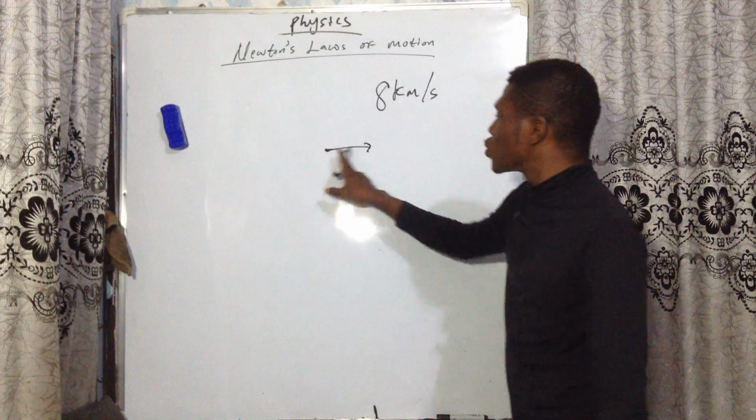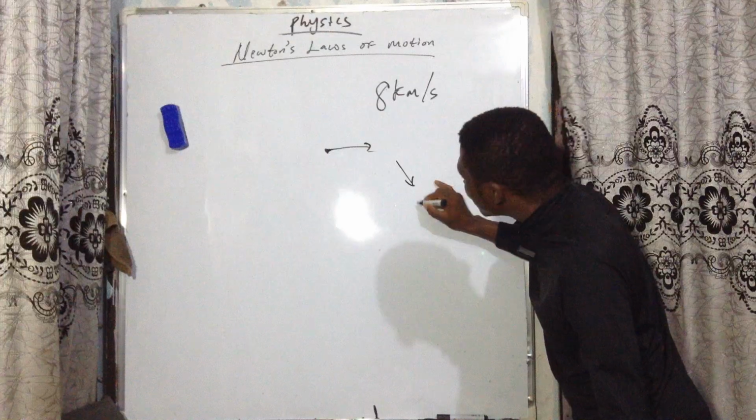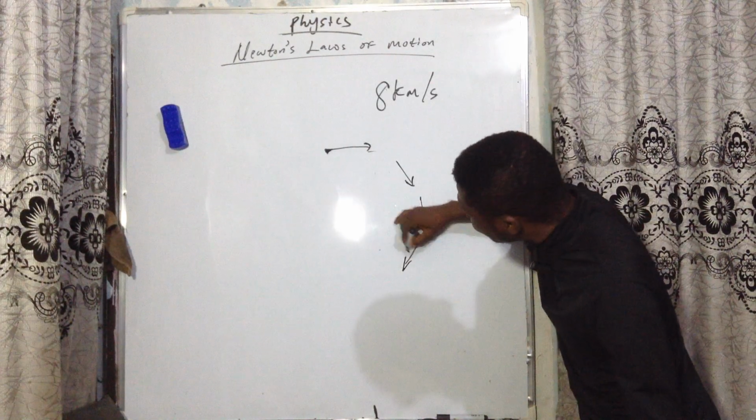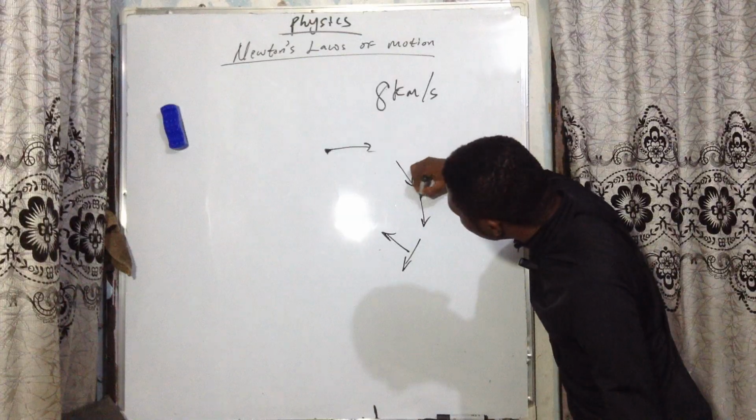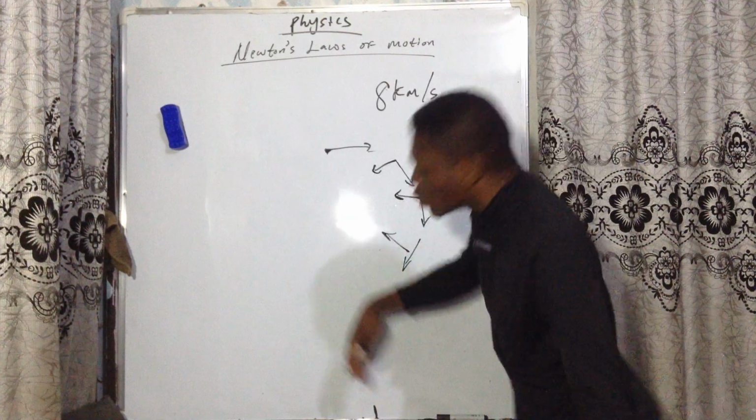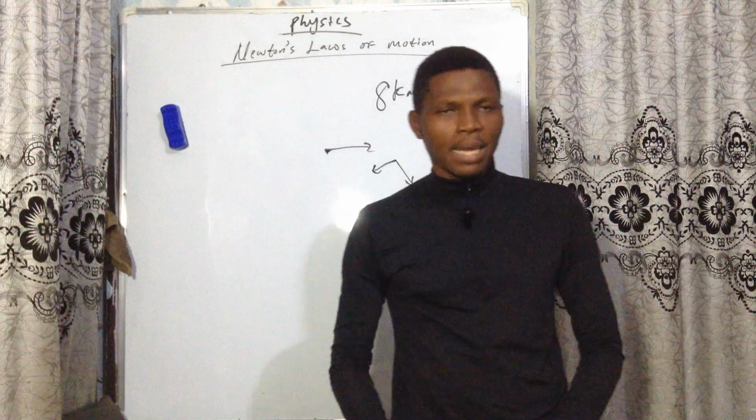That is, the bullet is supposed to move straight. But something made it move in a circular path, which is the gravitational force acting perpendicular to the direction of motion, directed towards the center of the earth. Do you understand? That is it.